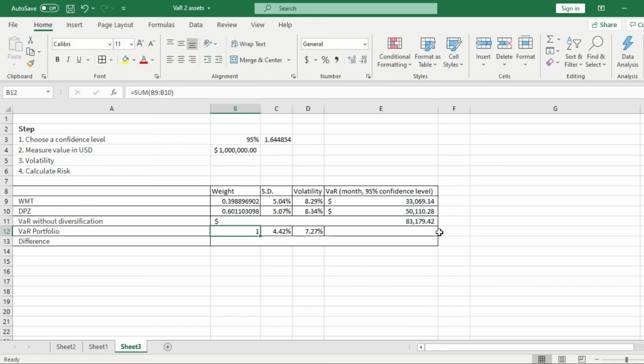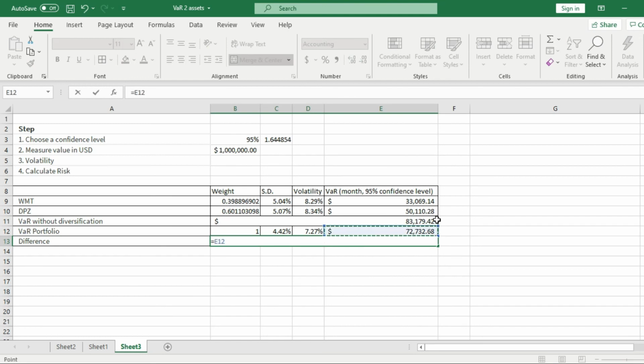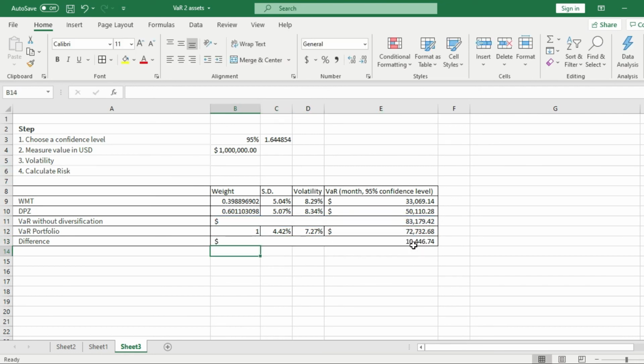But what will happen if we have a 2 assets portfolio? If we invest in a 2 assets portfolio, then the value at risk of the portfolio will be around $73,000. So we can illustrate here the power of diversification, because we can see a difference of 83,000 minus 73,000, around $10,000. There is less value at risk when we diversify, and that's what I want to highlight.